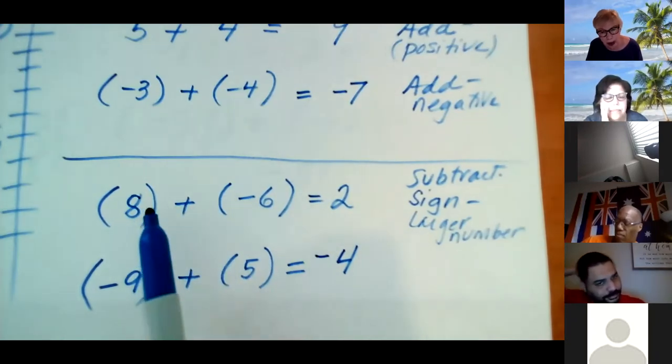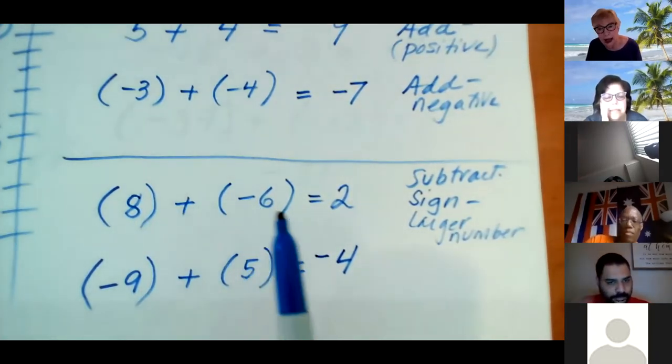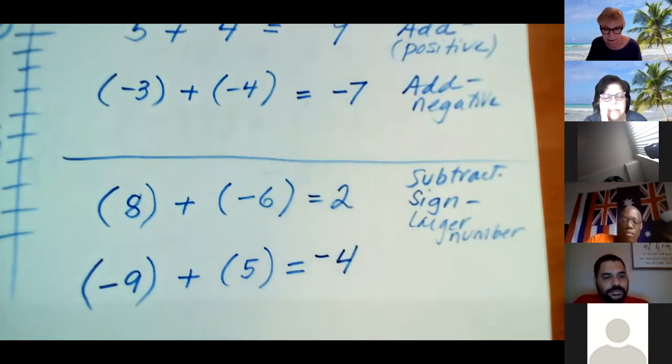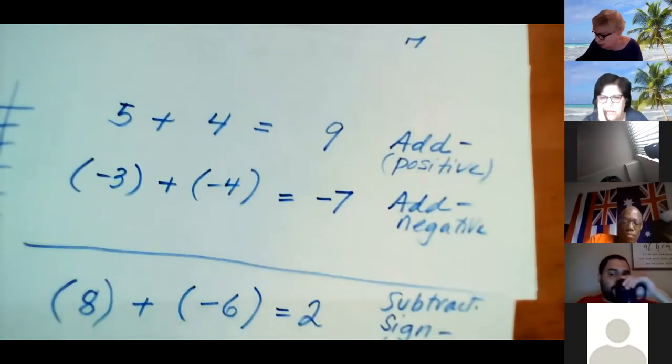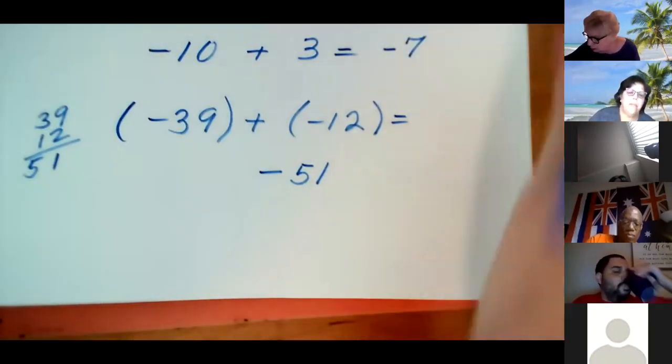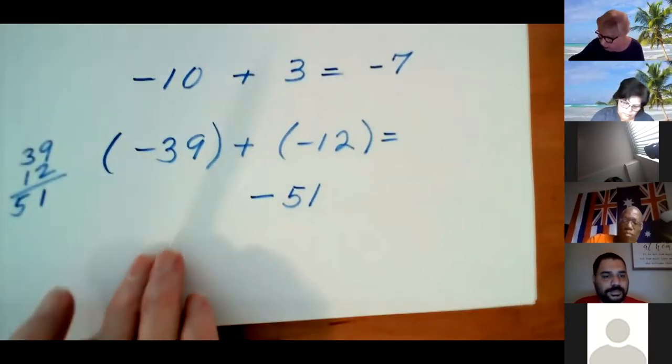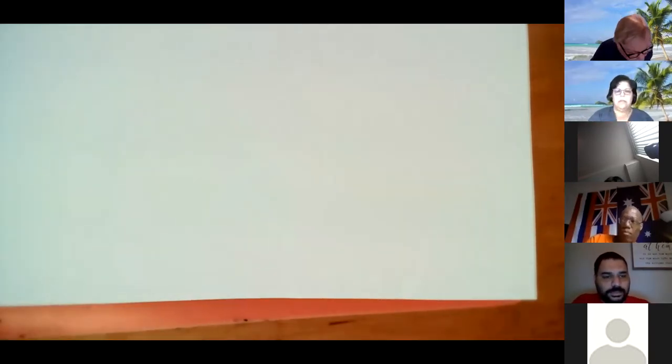You end up subtracting the absolute value and taking the sign of the larger. And that's what we keep going back to. And so I'm going to keep going back to that. Let me see if I can find another beauty.